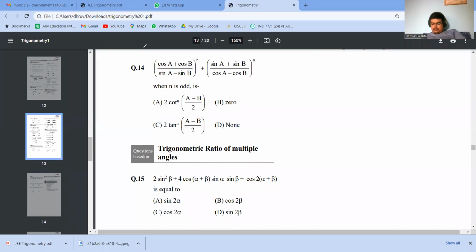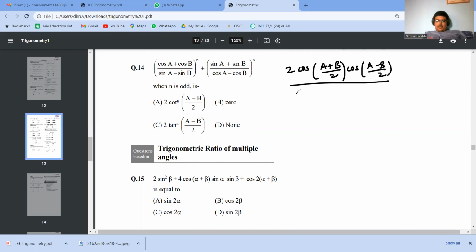Can we use the formula like sin A plus something? Correct, we'll do that. Perfect. So you do that in both numerator and denominator. Here also in both numerator and denominator, use the factorization formula. So after doing that, you will get 2 cos((a plus b) by 2) and this will be cos((a minus b) by 2). In the denominator you will get 2 cos((a plus b) by 2) and this will be sin((a minus b) by 2).